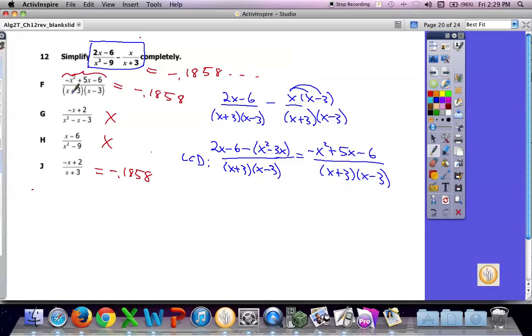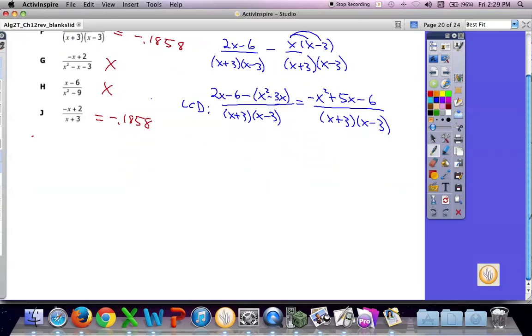But then they didn't factor, right? You can factor this. You know what I would do? I would take out the negative so that it's x squared minus 5x plus 6. And then how does that factor? What two numbers, their product is 6 and their sum is negative 5? Go ahead. Negative 2, negative 3, right?